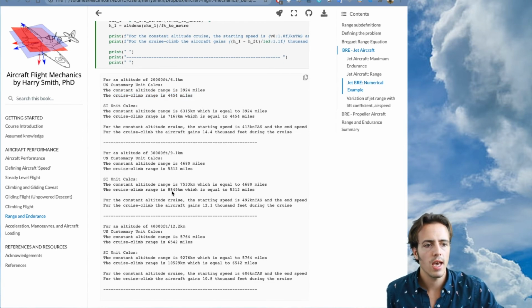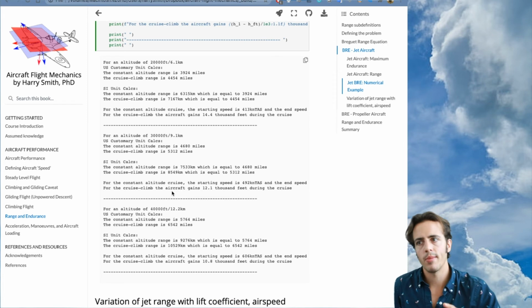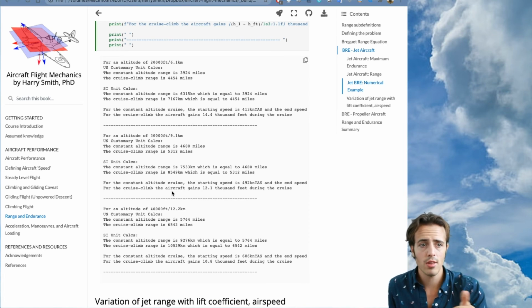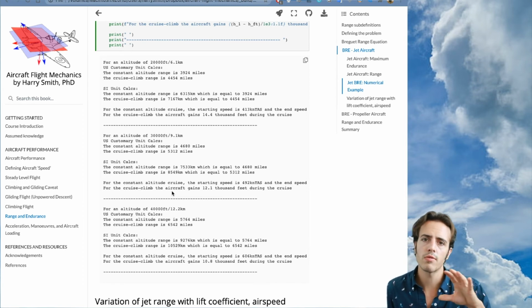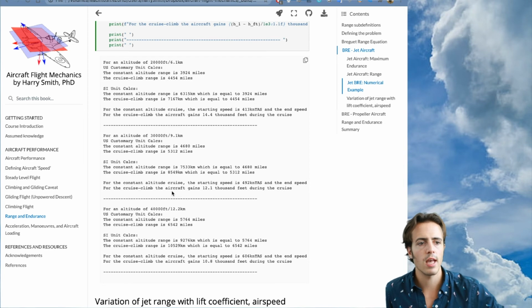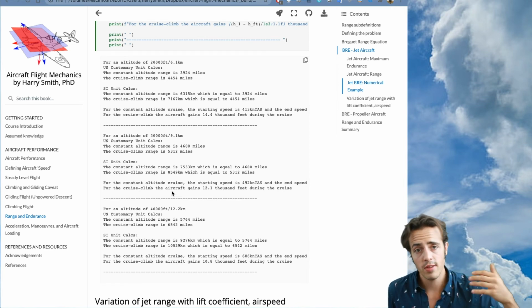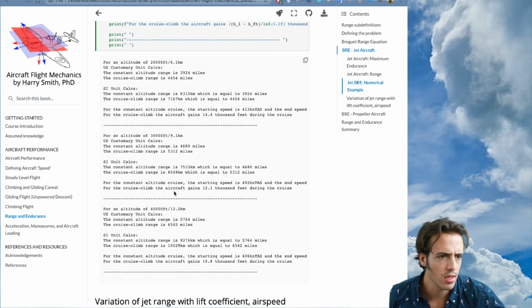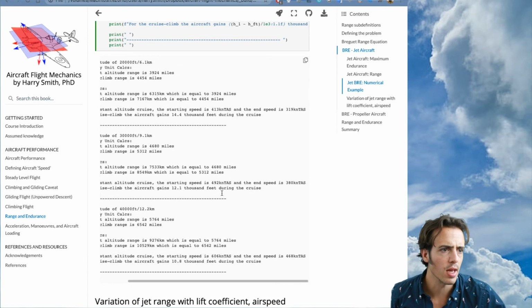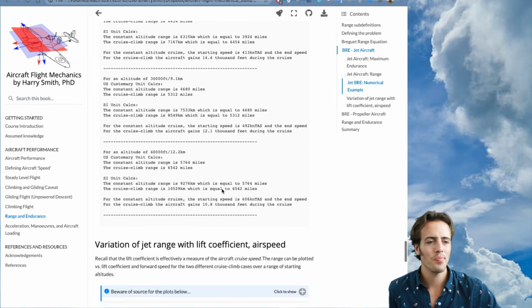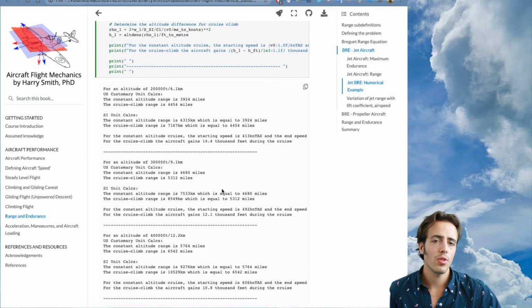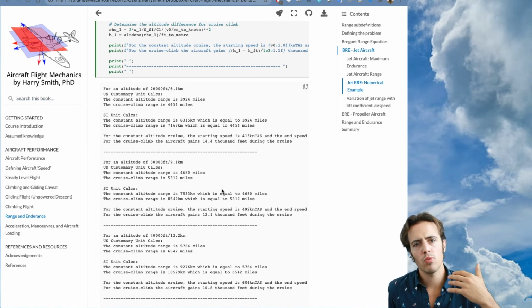What I'm also doing there is calculating a couple of other parameters. In the cruise climb range, I'm seeing how much the aircraft climbs. So have a look at those and see if you can determine how I've calculated the increase in altitude. And the same for the constant altitude, I've determined the starting speed and the end speed of those two cruises. I think I've included them there. I have included them on there. That's good.